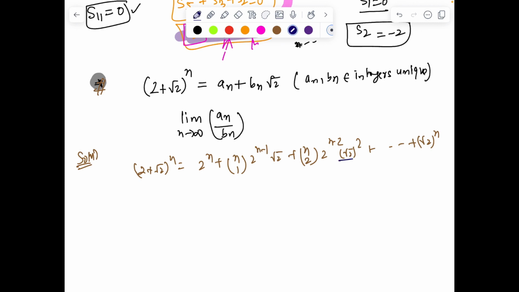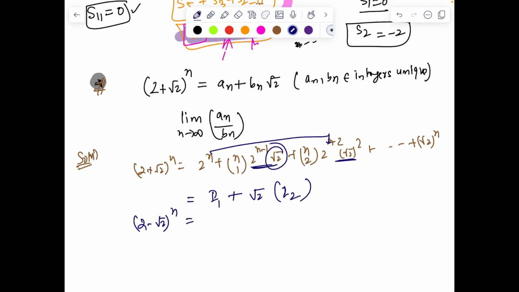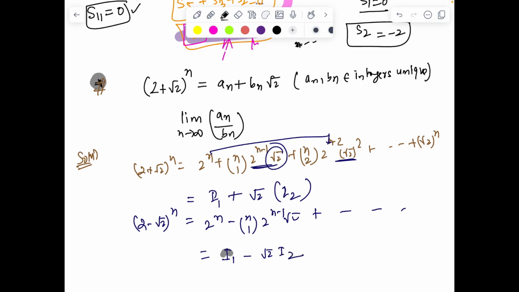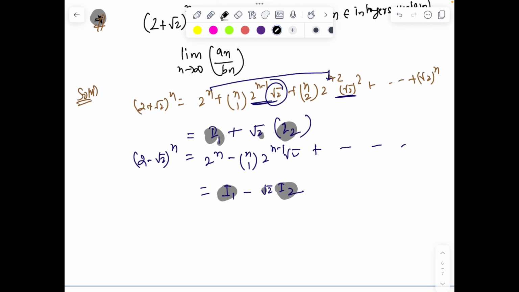Whether n is even or odd, one thing is guaranteed because we'll have root 2 square and these terms will be devoid of any irrationality. So all these will be integer, plus we'll have these odd terms containing root 2. So I can take root 2 common and again some integer I2. So I'm sure 2 plus root 2 to the power n can be written as I1 plus root 2 I2 from this binomial feeling. So what about 2 minus root 2 to the power n? If we do 2 minus root 2, we'll have 2 to the power n minus nC1 2 to the power n minus 1 root 2 and blah blah blah. So exactly it will be the same thing as I1 minus root 2 I2, because magnitude wise these I1 and I2 will be the same. Only the minus sign will be reflected because of odd behavior.